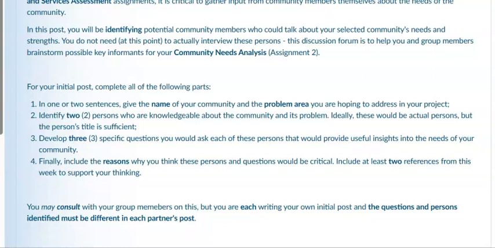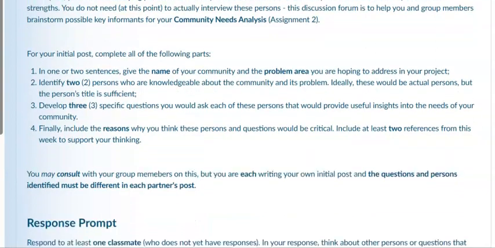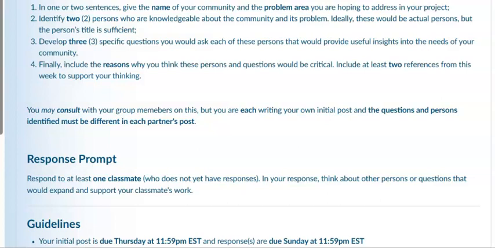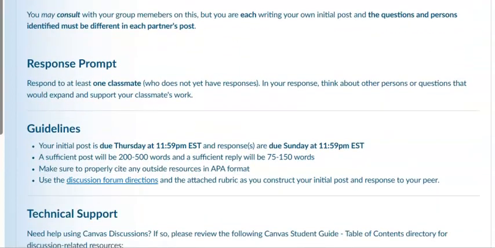Develop 3 specific questions you would ask each of these persons that would provide useful insights into the needs of your community, and then include the reasons why you think these persons and questions would be critical. Include at least 2 references from this week to support your thinking. So you may consult with your group members, but you are each writing your own initial post, and the questions and persons identified must be different in each of your posts.